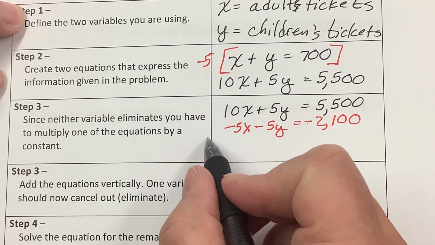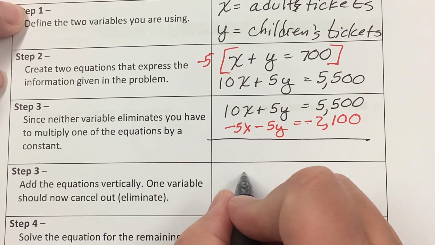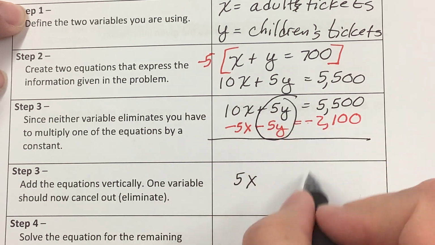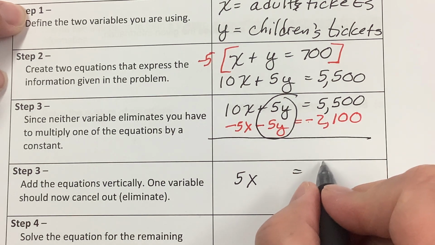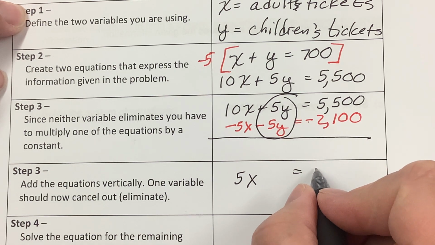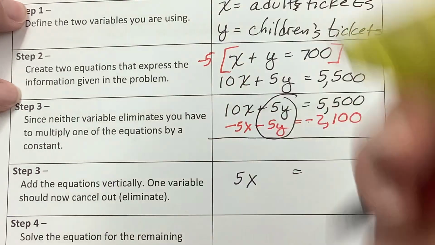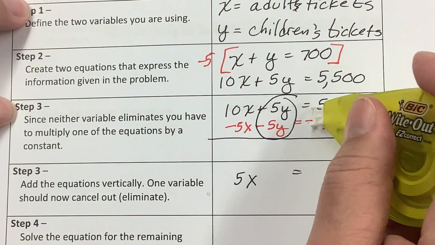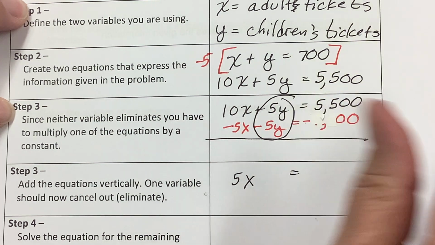Okay, now add the equations vertically. I can do that. 10x minus 5x is 5x. 5y minus 5y is 0. And 5,500 minus 2,100 is, did I multiply that right? No, I didn't. Oh my goodness gracious me, where is my whiteout? You guys didn't even stop me when I made that mistake. Must be Monday morning. Must have been up late last night yelling at a television about some silly football game.